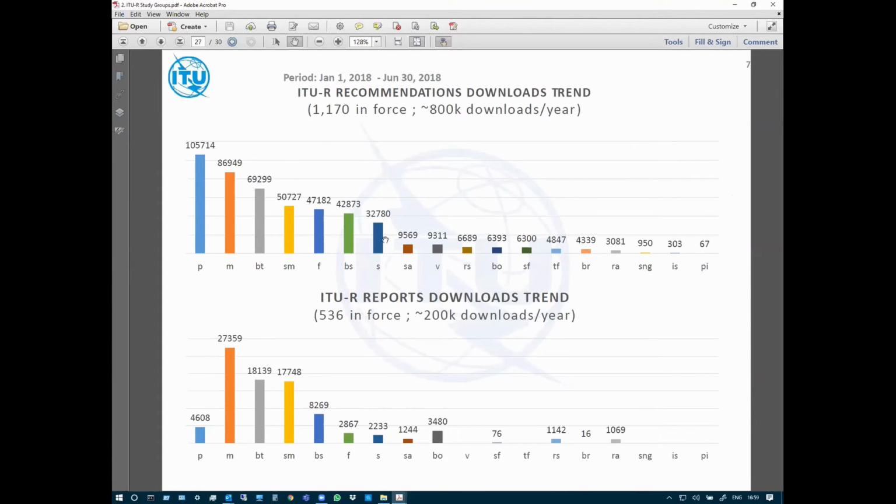This is to show you the statistics about the downloads. We used to track that to know what the interests are, what are the most visited, and so on. As you see, in the case of recommendations, let's say the bestseller is the propagation series, maybe for the reason we explained, that it is a universal reference for all the spectrum management software tools, and also for any discussion about interference, it's necessary to have this propagation model, followed by the mobile series and broadcasting television. Regarding the ITU-R reports, the most visited are the mobile ones.